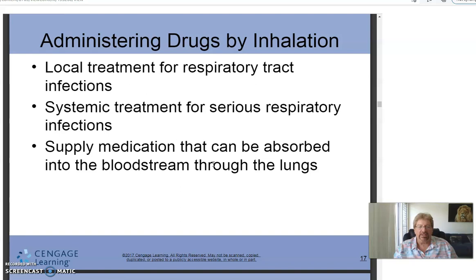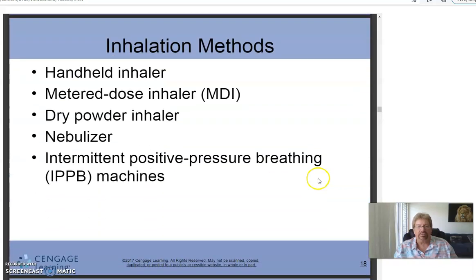Administering drugs by inhalation. Upper respiratory problems, number one reason people seek health care. Local treatment for respiratory tract infections. Systemic treatment for serious respiratory infections. Supply medication can be absorbed in the bloodstream through the lungs. Inhalation methods. You can have a handheld inhaler, a metered dose inhaler, dry powder inhaler. A nebulizer, I mentioned it before, is a little device, guys, that you put in your home, like someone with COPD, for example. And the theo or other medication is dispensed through the nebulizer as a mist in the air, and the patient breathes it in.